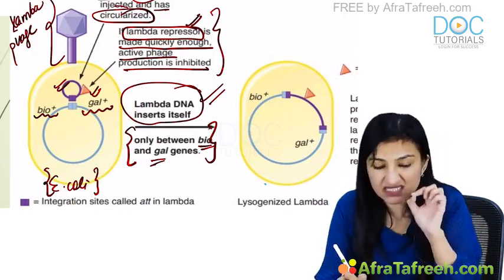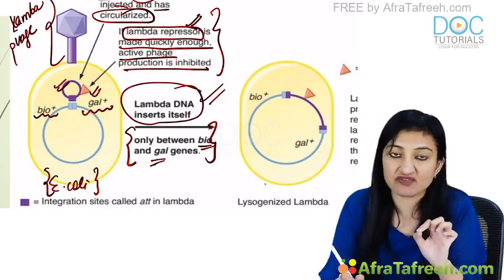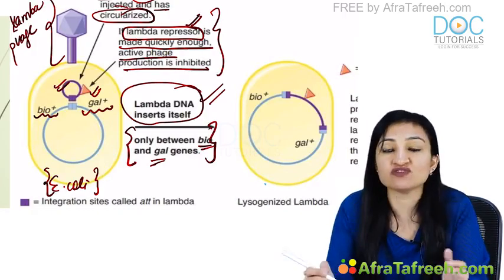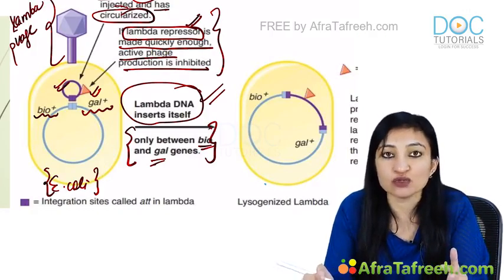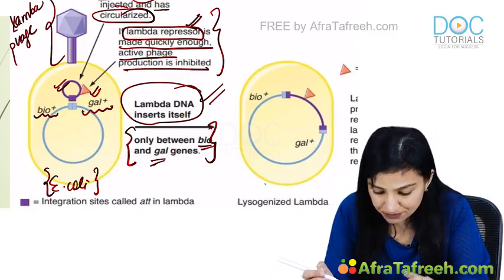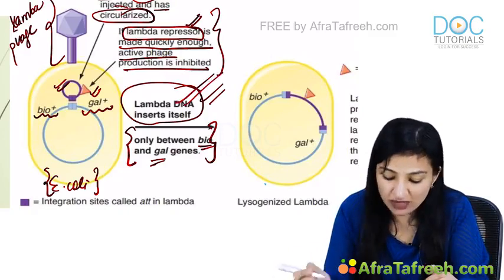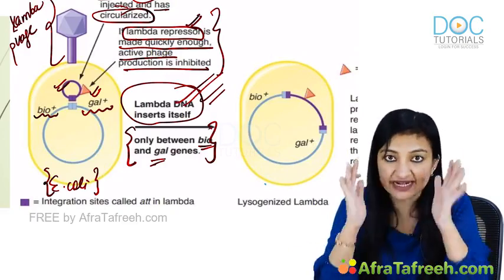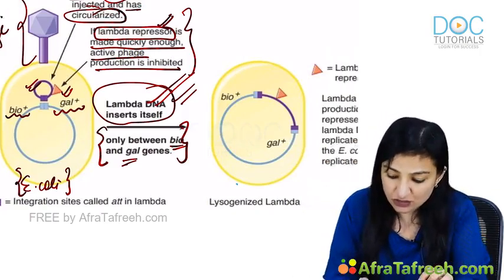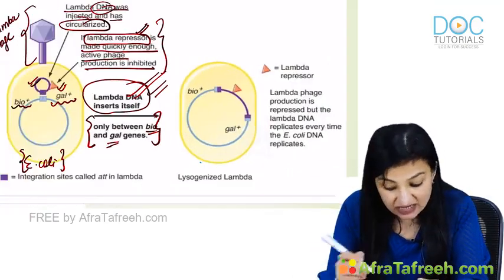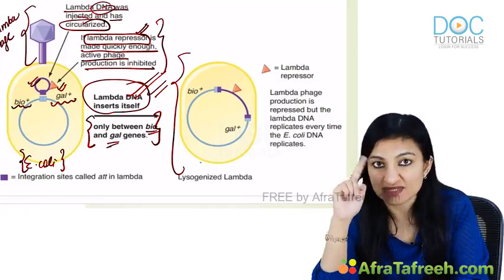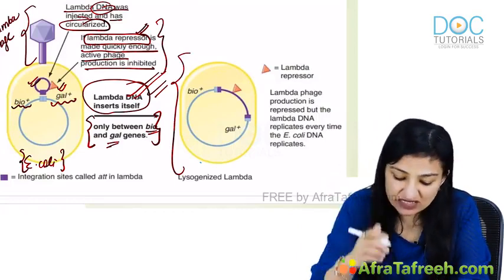So it is very, very picky about the place where it is going to get inserted. Like we are picky about the movies we watch, the restaurants we go to, the places we hang out at, like that. So now this lambda phage wants to hang out, but it wants to get itself incorporated only between these two genes, gal plus and bio plus. This is what we discussed in the beginning when I was talking about site specific recombination. So this is the same thing, guys.